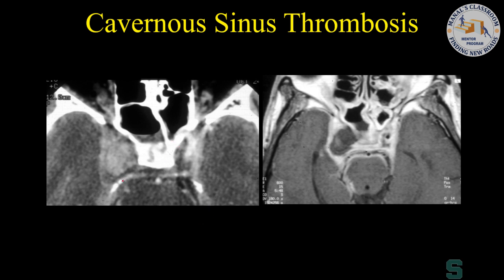So on a contrast-enhanced CT scan, what we see here is absence of flow within the cavernous sinus on the left and on the right. And this area of high attenuation right here is low signal on MR. And this low signal is due to what? It's due to clot in the cavernous sinus. So this is classic cavernous sinus thrombosis.